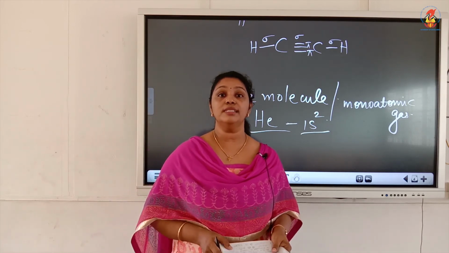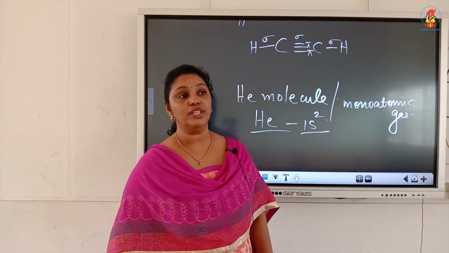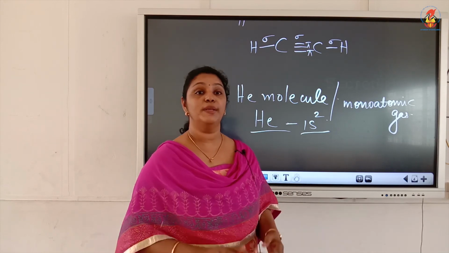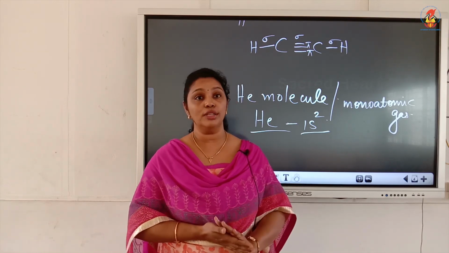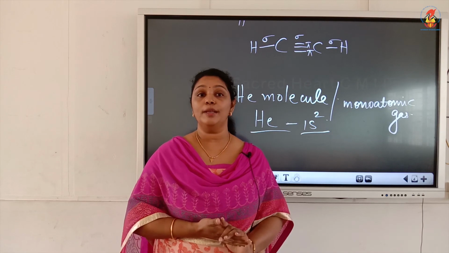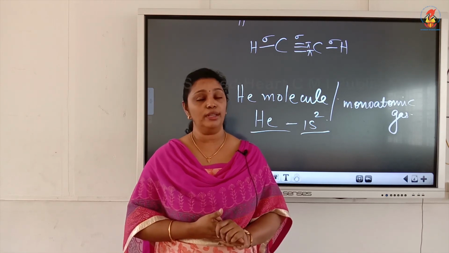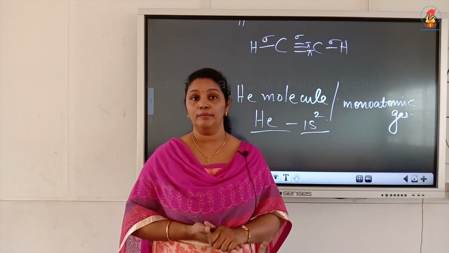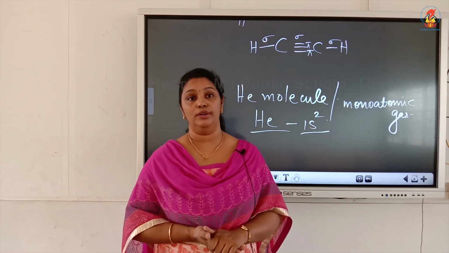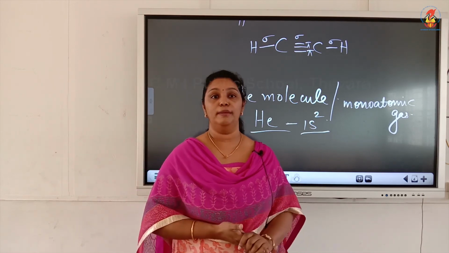Okay, so this is valence bond theory, under which we saw the orbital overlap concept and also about the two types of covalent bond, sigma bond and pi bond. And sigma bond is stronger than pi bond, and the differences between sigma and pi bond.